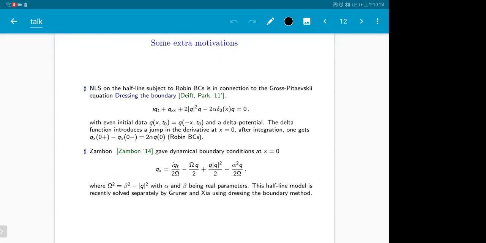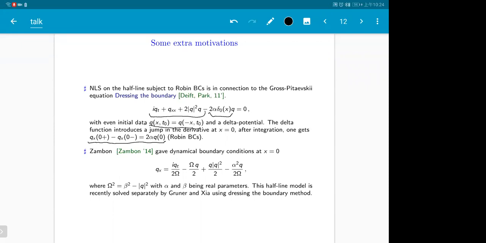So there are some extra motivations to study the boundary value problem. For instance, if we consider this GP equation, we have the nonlinear Schrödinger part with an external potential, which is a delta potential. If the initial data is even, we can show that the above GP equation is actually equivalent to the nonlinear Schrödinger equation with a Robin boundary condition at the origin. This gives some physical motivation for the half-line problem.